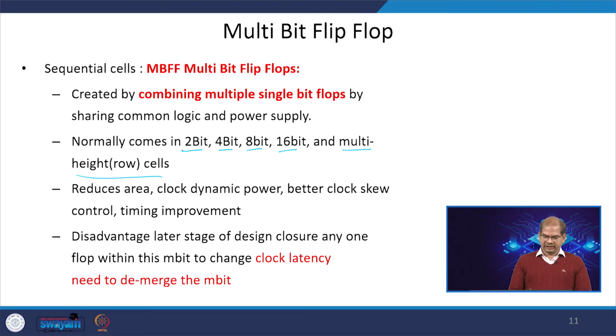What is the advantage of this one? It reduces the area, this is the first point. It reduces the clock dynamic power, the second point. It gives better clock skew, the third point. The fourth one is timing improvement, it has better timing. These are the advantages.